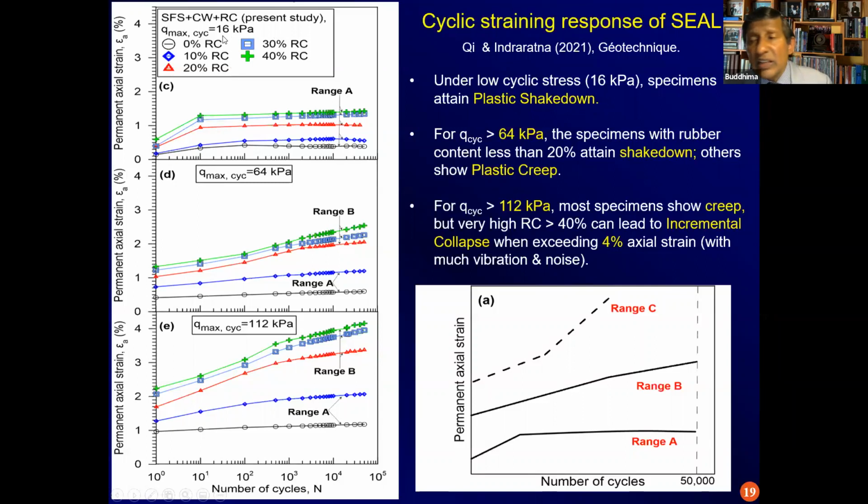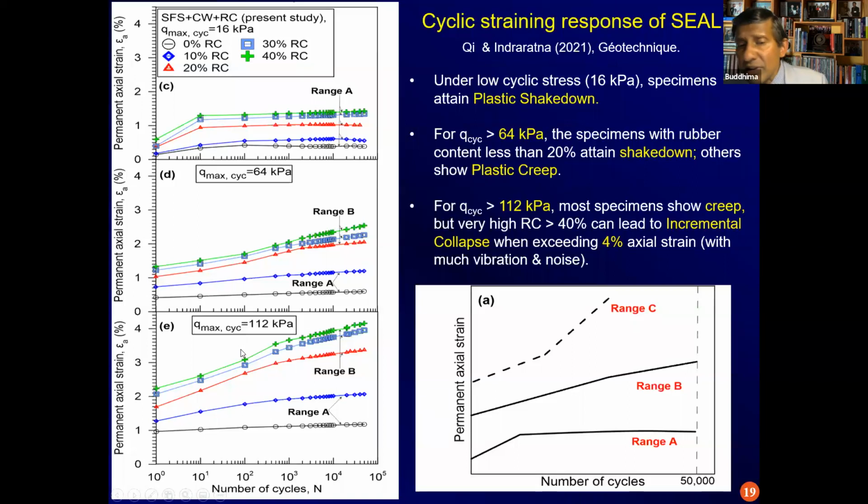Now, if you were to increase that deviator stress to much higher values, so that the loading of the trains, or the length or weight of the train, is now higher, then you will find where the rubber content is significantly higher than 20%, you will not get this shakedown condition. The plastic axial strains will continue to increase like this. But where you have lower values of rubber crumbs, they will still achieve the plastic shakedown conditions. Whereas in range B, where the axial strain continues to increase, we can consider that as equivalent to plastic creep.